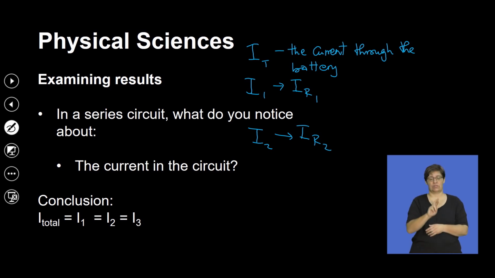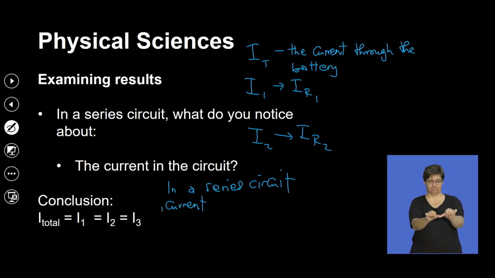So for n resistors connected in series, the total current is equal to the current that goes through each of those resistors. Hence we're saying that in a series circuit, this is the main conclusion: current remains constant. We used the data that we collected to arrive at this conclusion. If a quantity remains constant, it means it does not change.